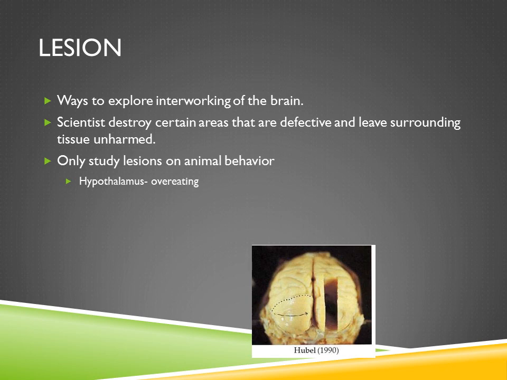Lesions are another way to study the brain. It's a way to explore the inner workings of the brain. Scientists usually destroy or remove certain defective areas in the brain and leave the surrounding tissues unharmed. They pretty much only do lesions in animals because it is very unethical to remove these from a human brain. In the book, it talks about how a rat was having issues with eating, and so they removed a portion of the rat's brain, the hypothalamus, which is responsible for eating and drinking. They removed that portion of the brain to see whether or not its behavior would change.